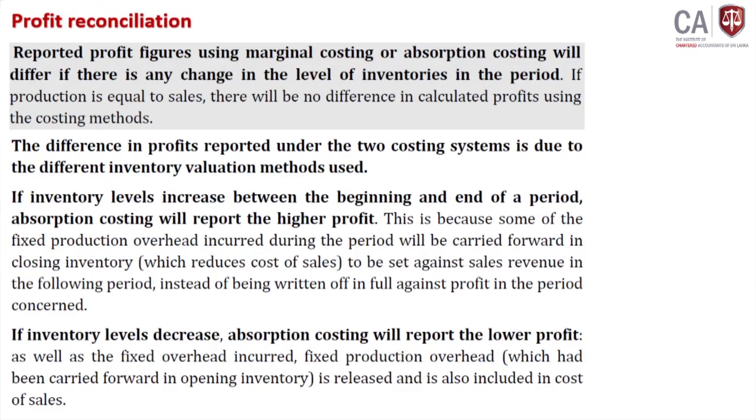Very important topic. The examiner can set nice questions from this area, right. Profit reconciliation. So how do you reconcile profit when you calculate profit using absorption costing and by using marginal costing? Profit will be different. Why? In absorption costing you will absorb fixed cost into inventories, therefore part of the fixed cost in closing inventory you will carry forward to the next financial year.